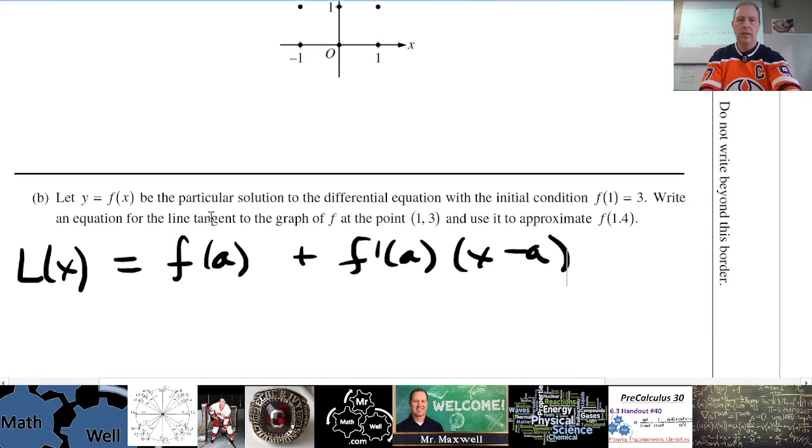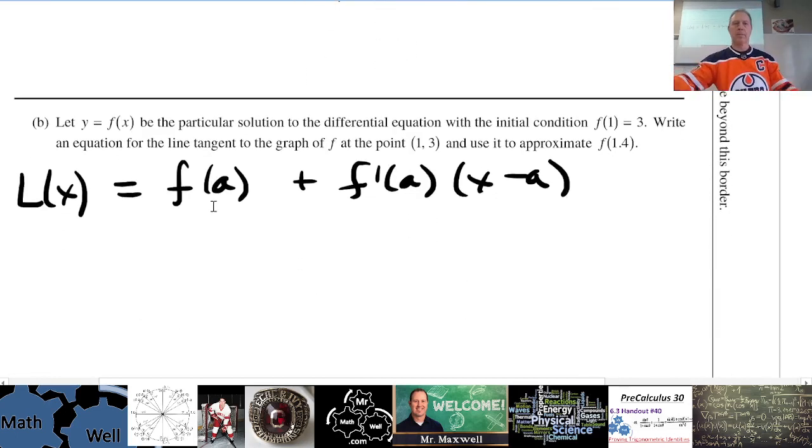It says write an equation for the line tangent to the graph of f of x, and use it to approximate f of 1.4. So I didn't actually do that. I just realized if we just do the linear approximation, it's not technically just the tangent. You do have to have an equation for the line tangent, and you have to have the linear approximation of this one.